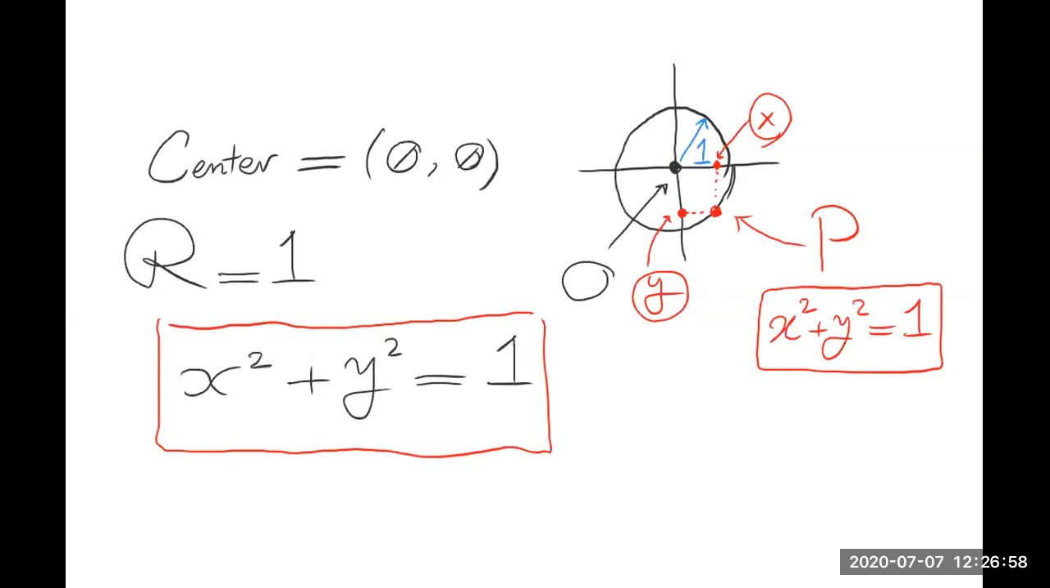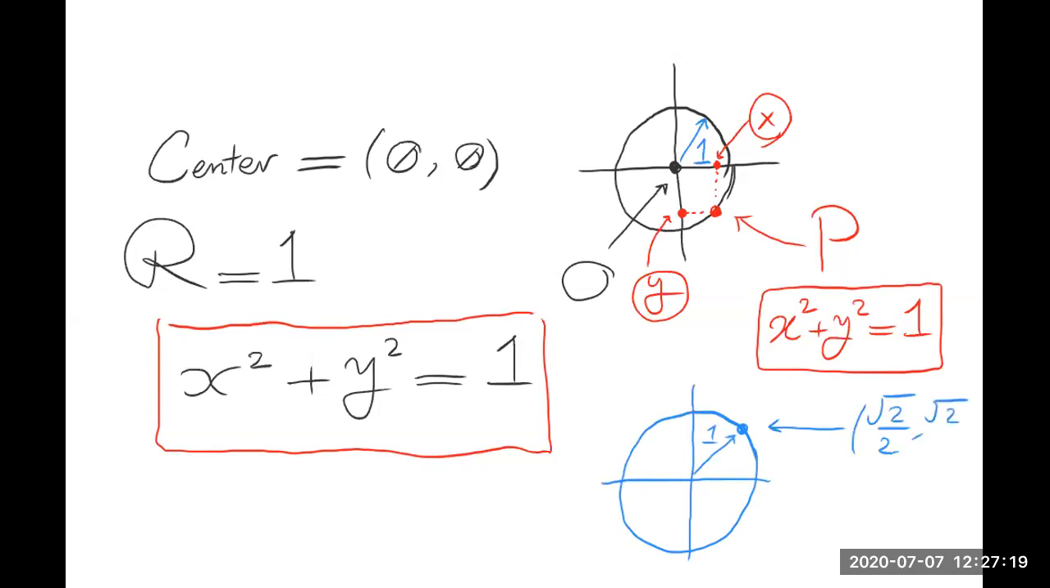So for example, let's look at this circle again. This point is actually a point on the circle with coordinates square root of 2 over 2 and square root of 2 over 2. This is a point on the circle with radius 1. We can check that, if we square x and y and add them, whether we get 1 or not. Here you should trust me. This is indeed a point on the circle.